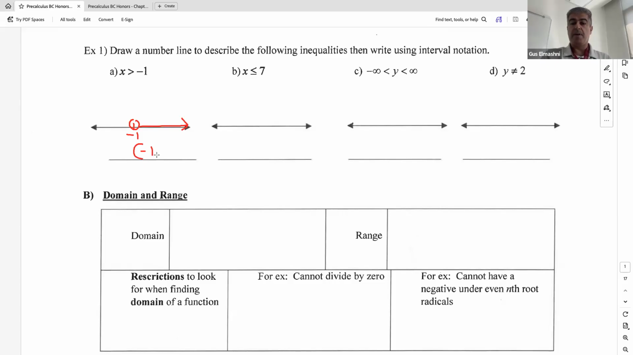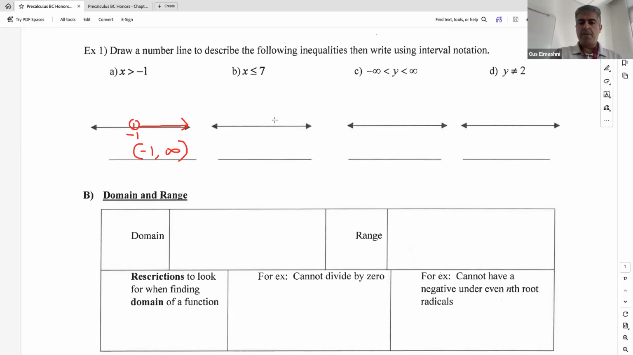So forever is infinity, right? And I don't put a bracket, I put a parenthesis, right? Because again, what is infinity? It's this abstract idea that somewhere just keeps getting larger, right? And again, we always write from the smallest to the biggest, from left to right.